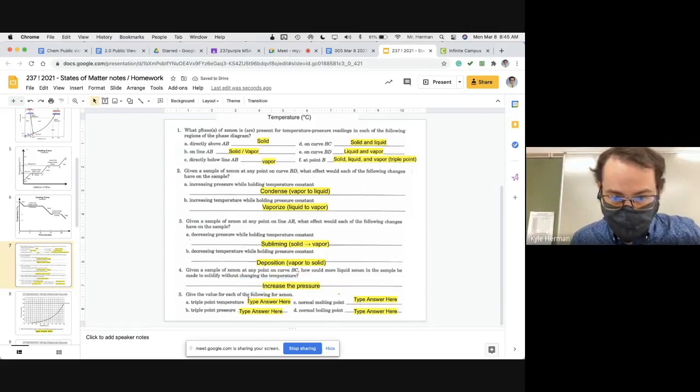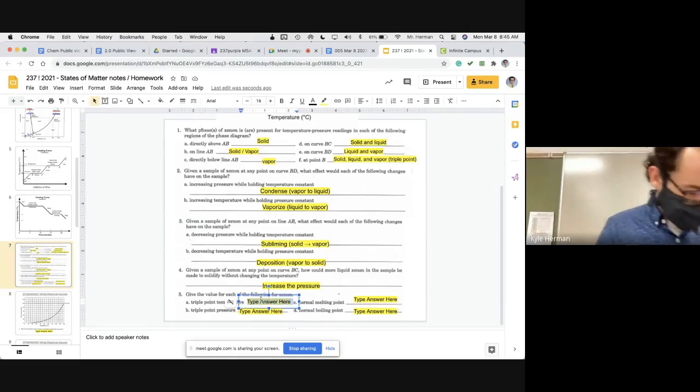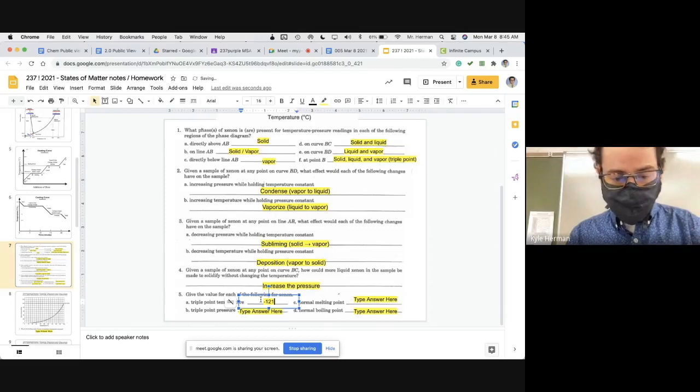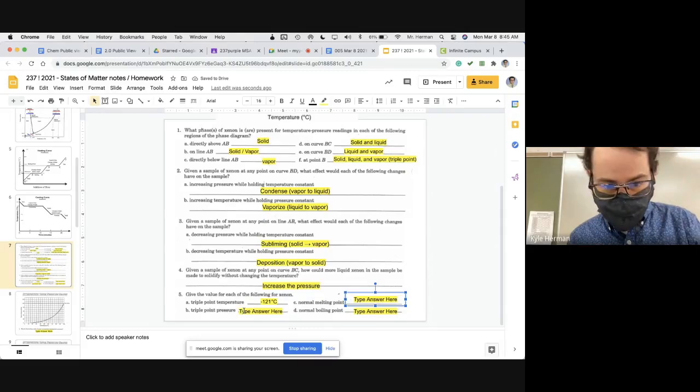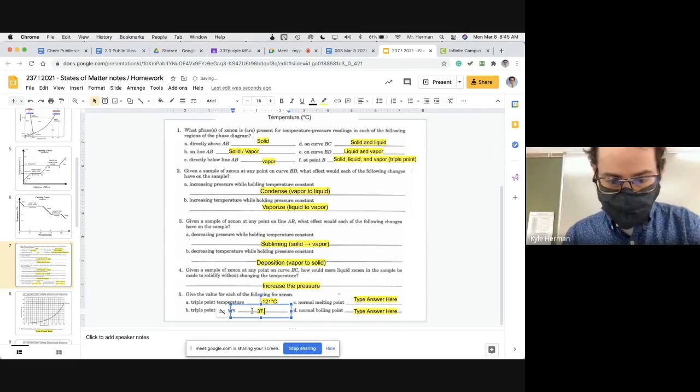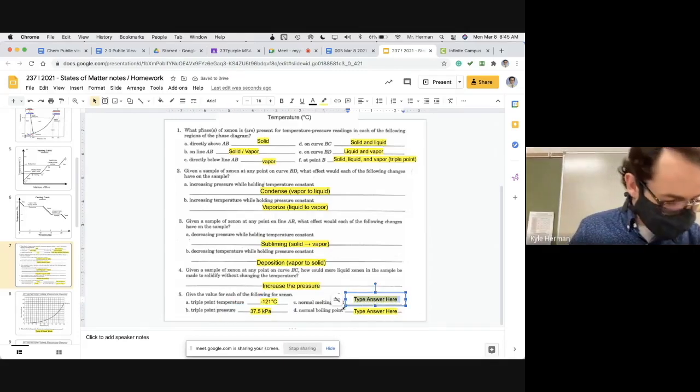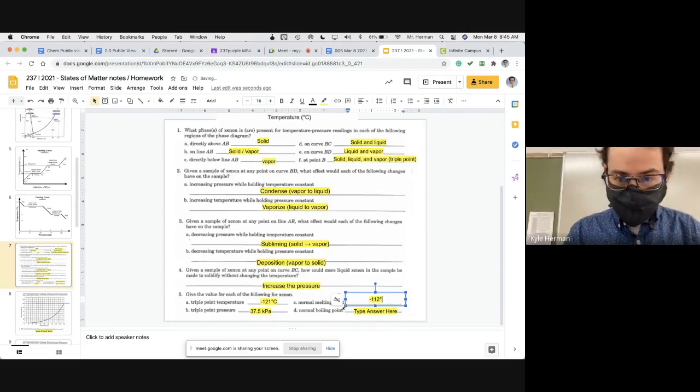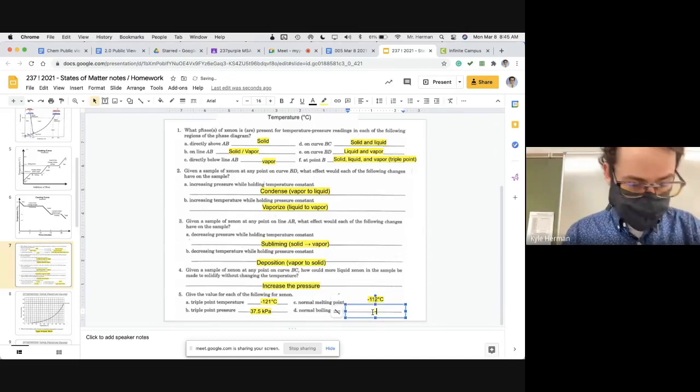All right, given the value for each of the following for xenon, all right, triple point temperature, it's around negative 121 degrees Celsius. The triple point pressure looks like 37.5 kPa. The normal melting point is negative 112 degrees Celsius. And then the normal boiling point is negative 108 degrees Celsius.